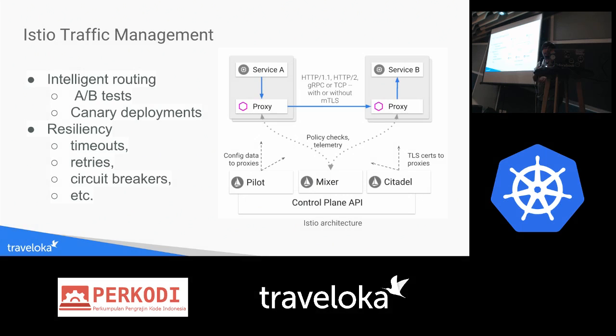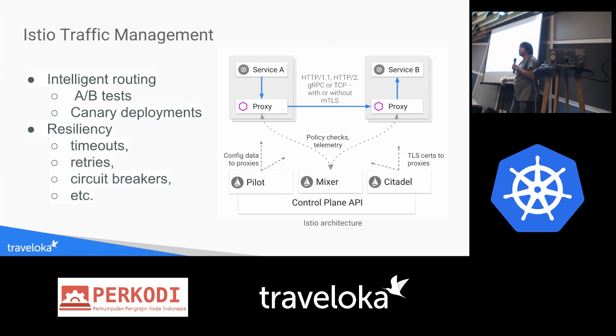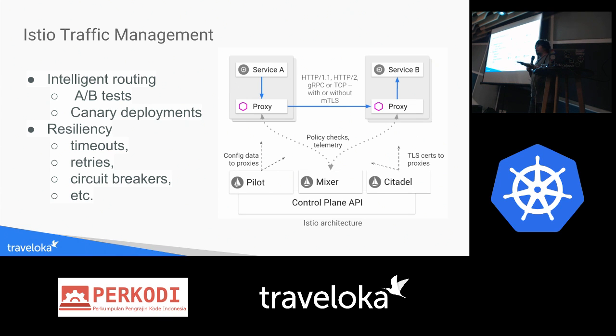I'm gonna start with the traffic management. So basically in Istio traffic management, what we can do is we can do A/B tests, because as you can see here, when we set traffic for service A to have 50% traffic and service B 50% traffic, you can do something like an A/B test. But if you don't want to exactly split the traffic equally, you can run something like canary. You can set one service to have 1% and another service to have 99%.